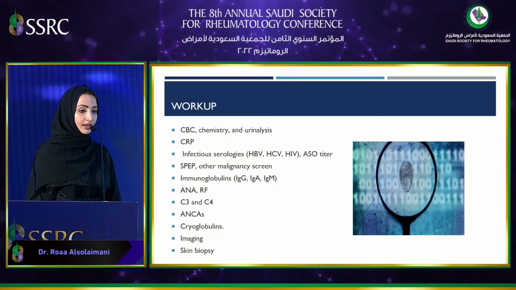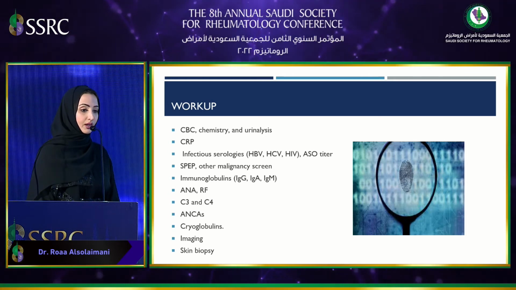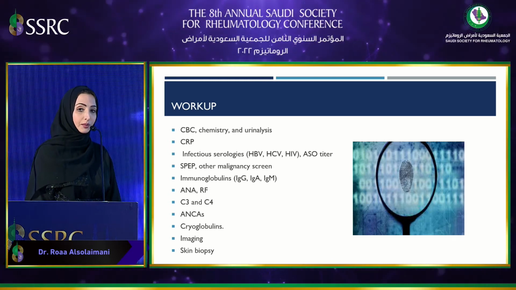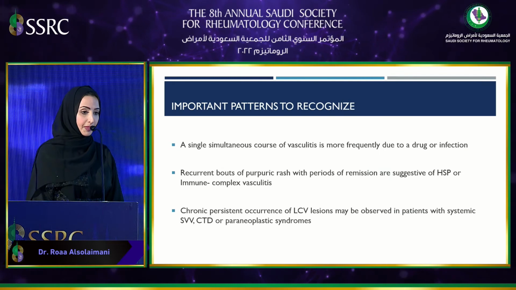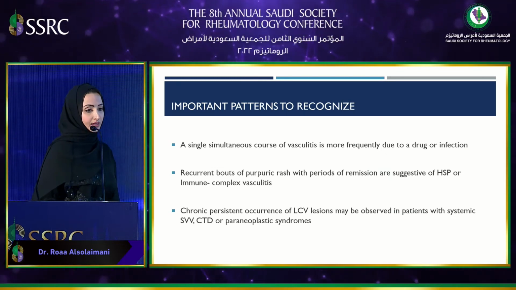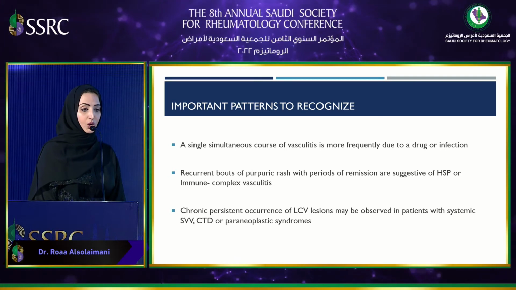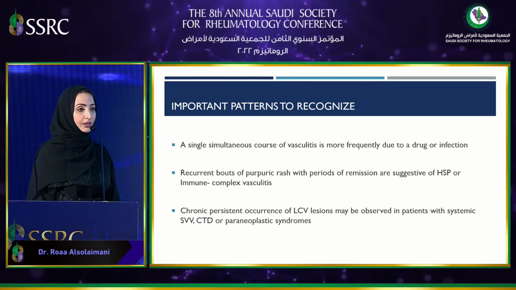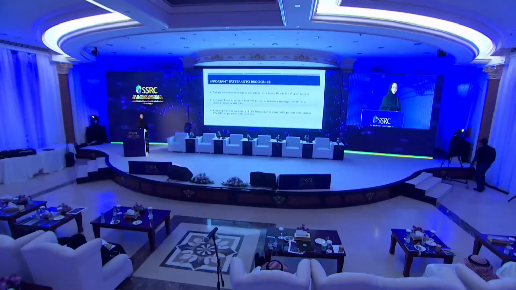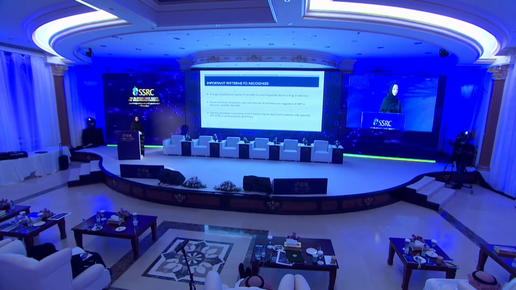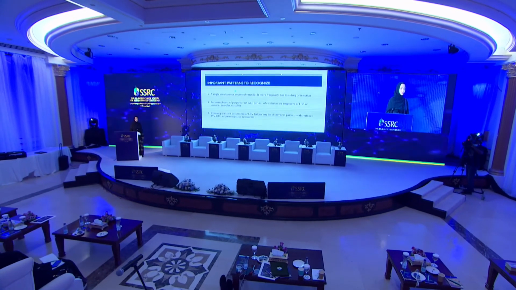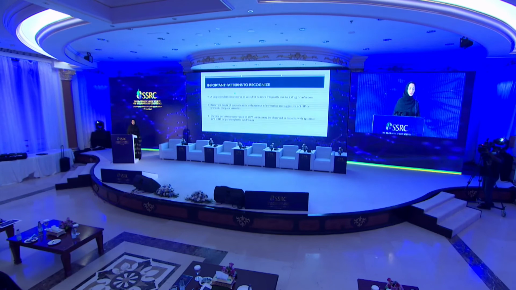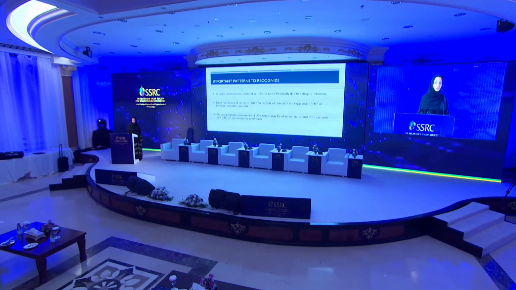Workup includes CBC. You have to check the kidney function with microscopy. You have to rule out infections, malignancies. You have to send a full rheumatologic workup, proper imaging, and a skin biopsy. So important patterns to recognize. If you have a patient who had a single course of vasculitis, that's typically secondary to a drug or an infection. A patient with a recurrent bout of vasculitic rash with periods of remission in between is typically consistent with HSP. However, a patient with chronic persistent occurrence of leukocytoclastic vasculitis is mainly observed in patients with systemic small vessel vasculitis, connective tissue disease, or cancer.